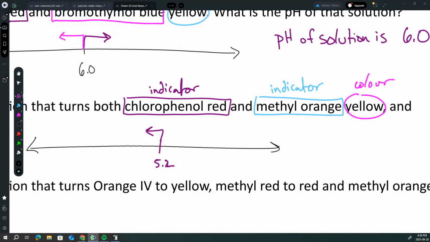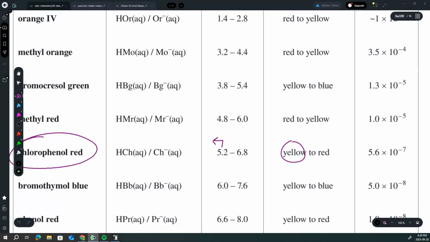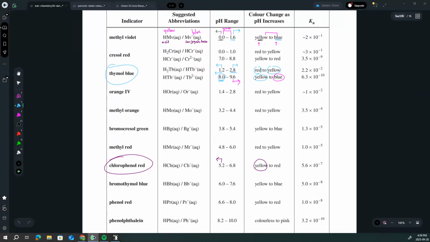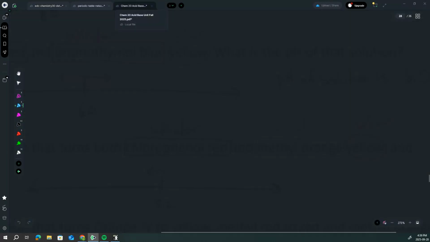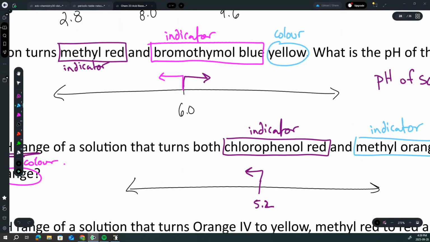Now our next one, that's methyl orange. When does it turn yellow? We were using blue for methyl orange. So methyl orange is right here. Yellow is the right-hand color, right-hand number, so 4.4 and above. So I'm going to write 4.4 and above.